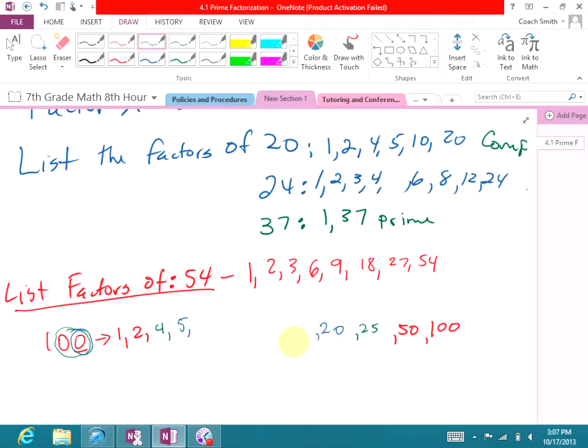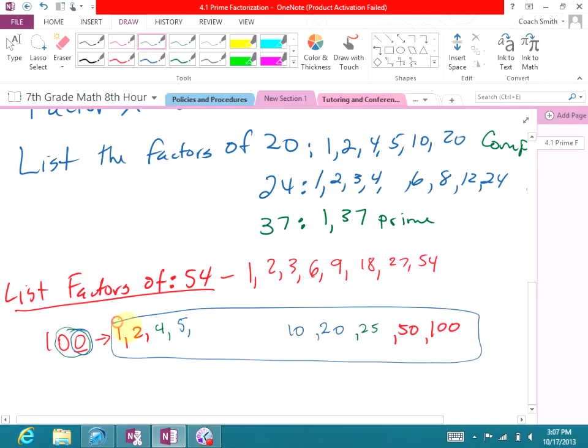And then we have the last one, which is 10. 10 goes into it because it ends in 0. You do not have to list 10 twice, because 10 times 10 is 100. Don't list it twice, only list it once. And so there's your factors.